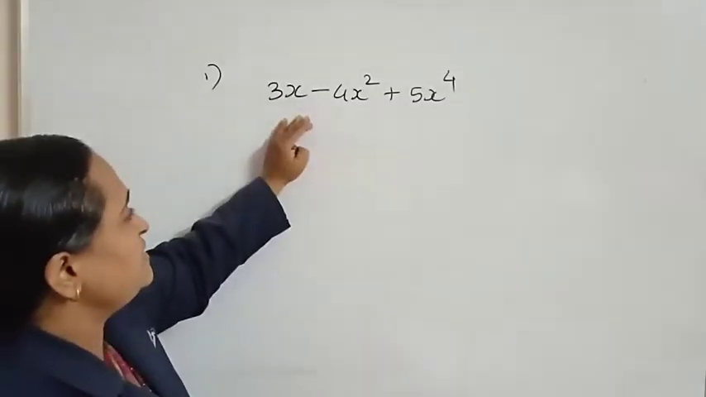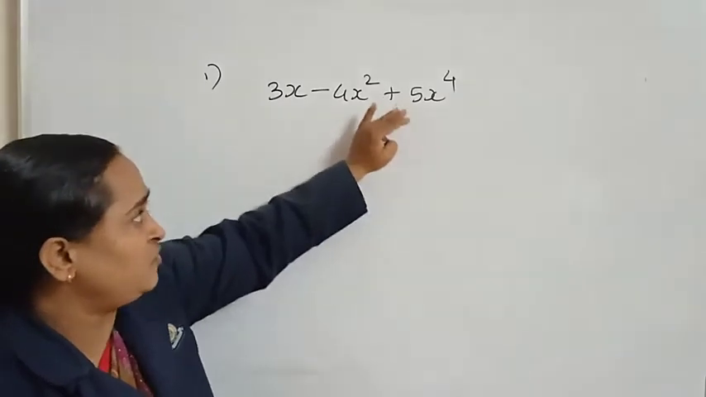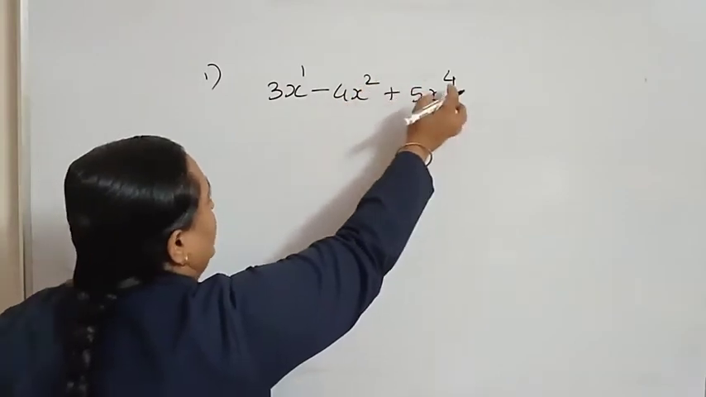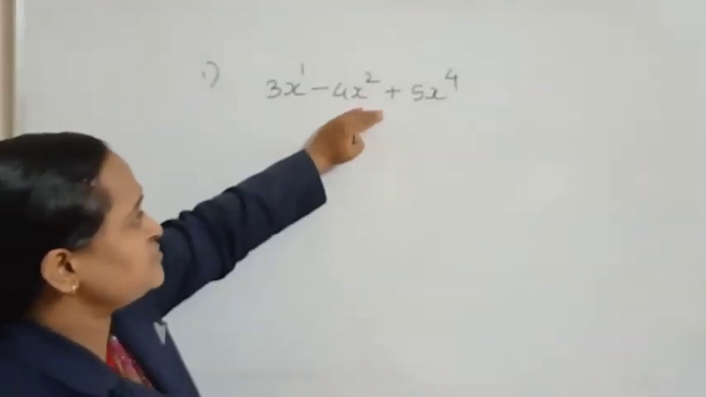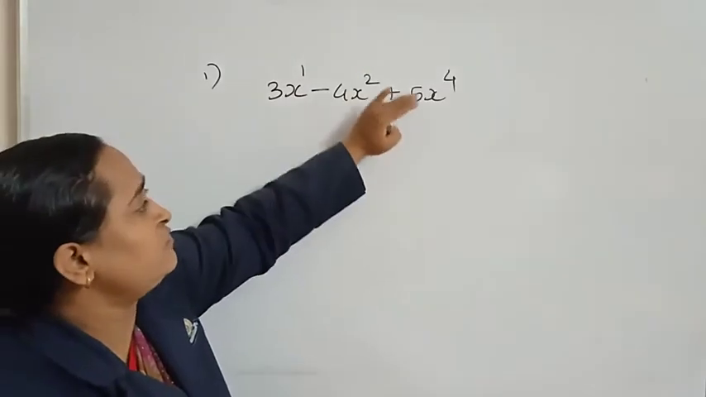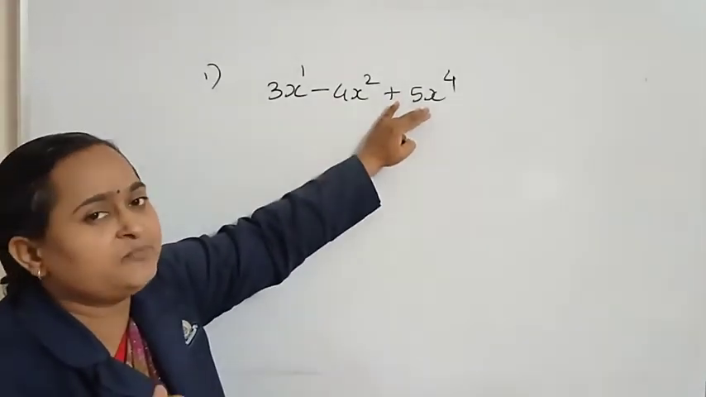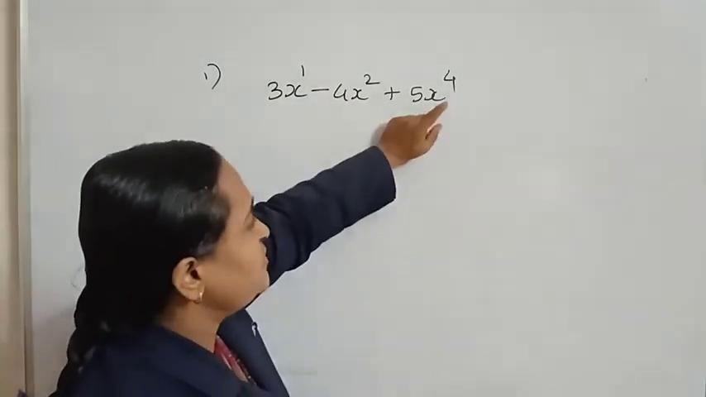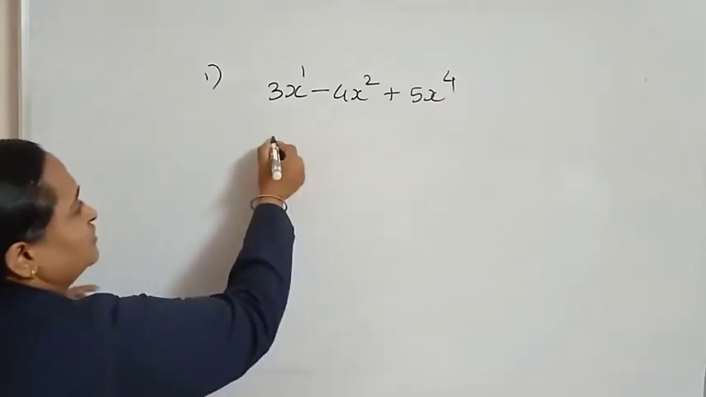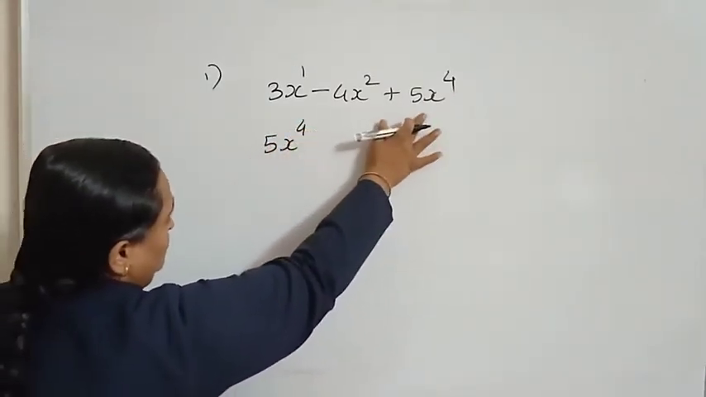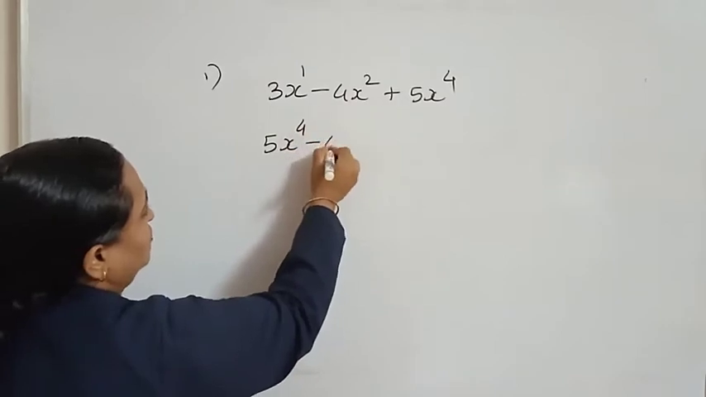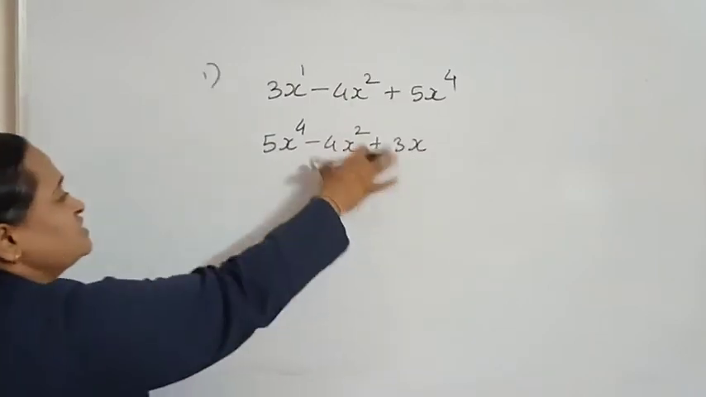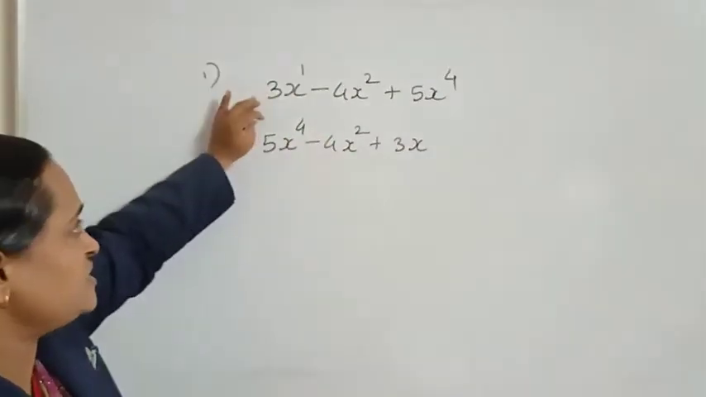Now this example we have to write down in standard form. Now three terms are there. Here power is 1, power is 2 and power is 4. These three terms are having different powers. Then first we have to arrange them in descending powers of the variables. Descending means what? Biggest to smallest. Biggest power is 4. Then first we will write 5x raised to 4. Then it will come minus 4x square. Then last term will be plus 3x. In this way we can write standard form of this polynomial.